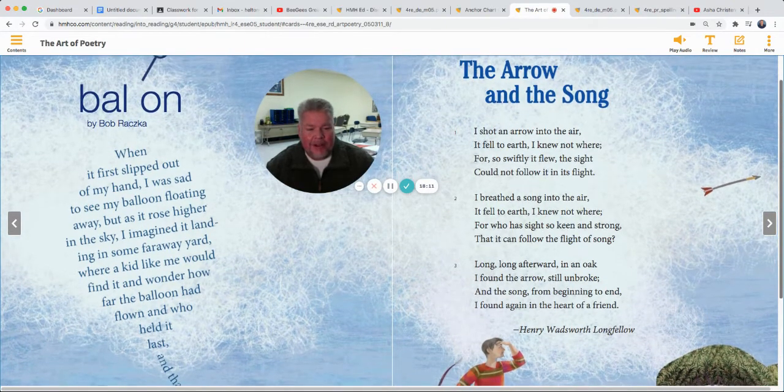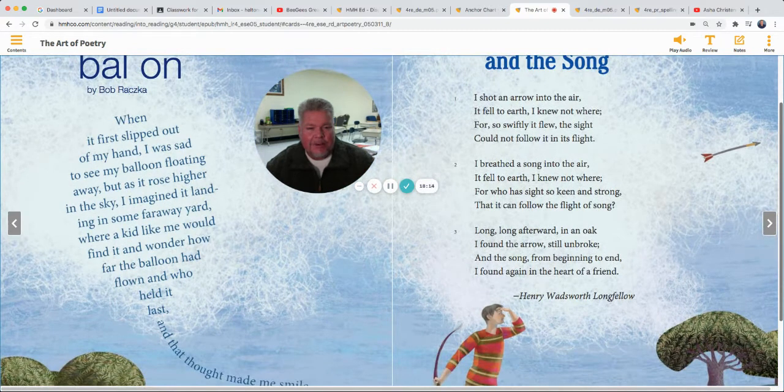The Arrow and the Song. I shot an arrow into the air. It fell to earth, I knew not where. For so swiftly it flew, the sight could not follow it in its flight. I breathed a song into the air. It fell to earth, I knew not where. For who has sight so keen and strong that it can follow the flight of song? Long, long afterward, in an oak, I found the arrow still unbroke. And the song from beginning to end, I found again in the heart of a friend.